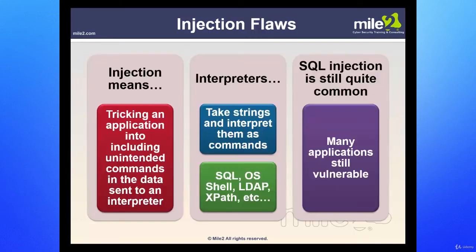When it comes to injection flaws, it basically means tricking an application into including unintended commands in the data sent to the interpreter. The interpreter then takes the strings and interprets them as commands, such as SQL, your OS shell, LDAP, XPath, and so forth. Now, SQL injection is also one of those that are still quite common. We'll have another section strictly on SQL injection, which we'll get to shortly. Keep in mind that many applications are still going to be vulnerable to these types of things. When it comes to cross-site scripting, for instance, we can initiate that and see if a particular server is vulnerable to those types of attacks by just using a single quote.